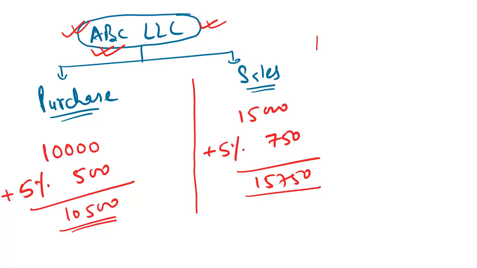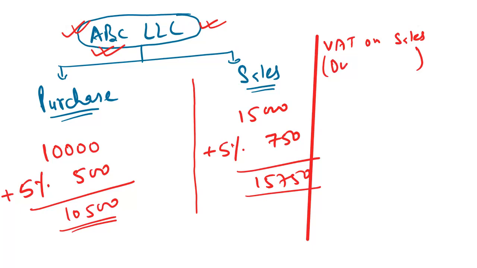Now this type of transaction will keep on going. I'm considering only one transaction over here and I want to conclude something. But this might happen on a monthly basis, quarterly basis, back to back purchases, back to back sales, normal happenings in the business. So now whatever VAT you are collecting from the customer, can't we say it is VAT on sales? Yes, we can say this one is called output VAT.